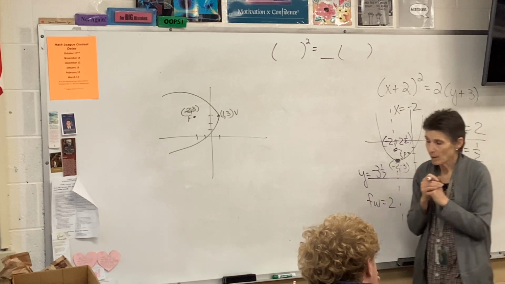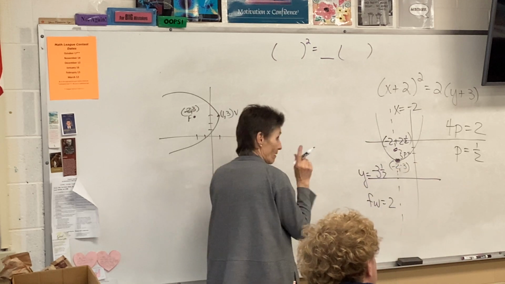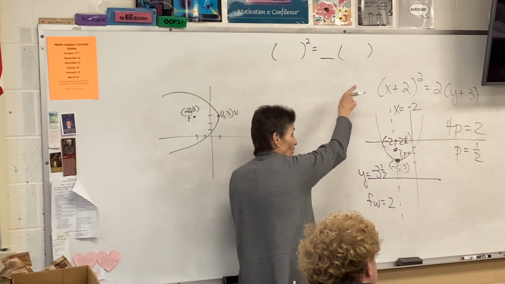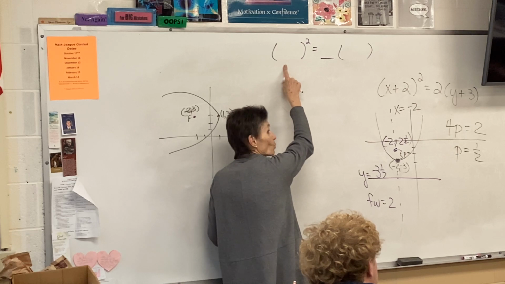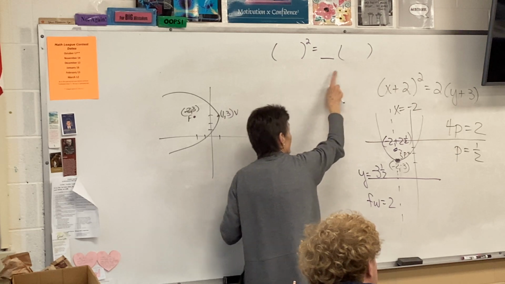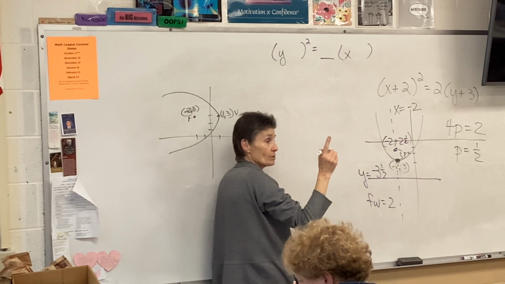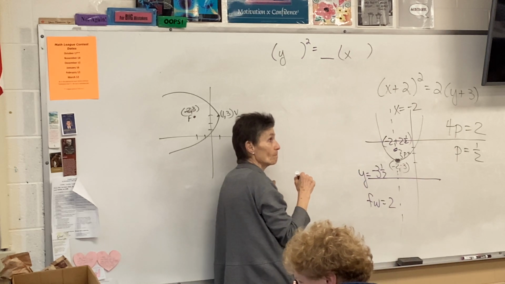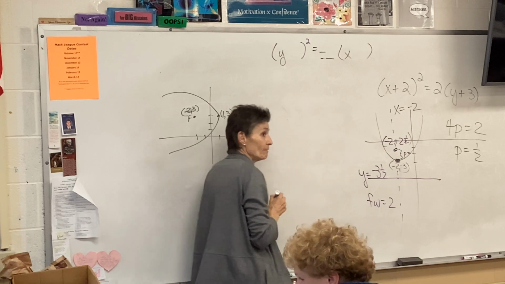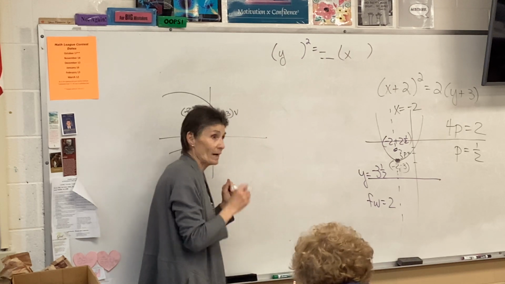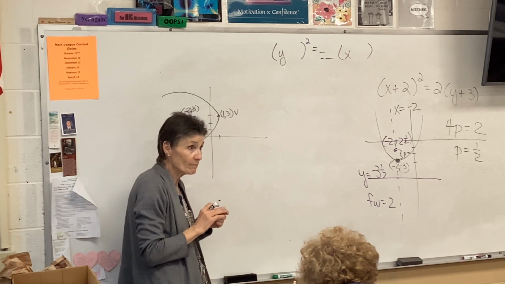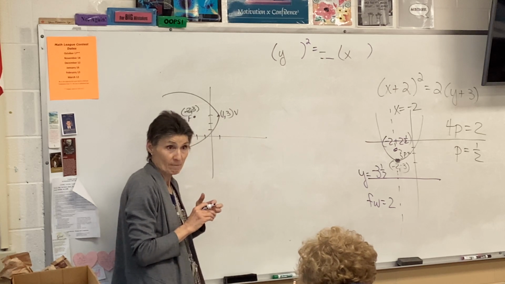Now, stop right there. If it opens left, what do I know about my equation? Which letter is squared? Only one of them is squared. Y is squared. Also, since it opens left, won't this number be negative? When I get to that point, won't that number be negative? Because left is negative.